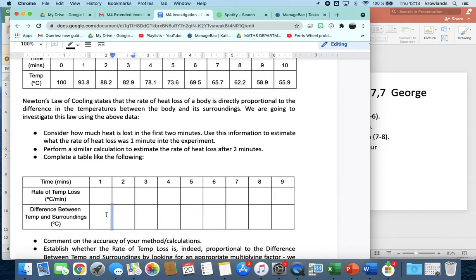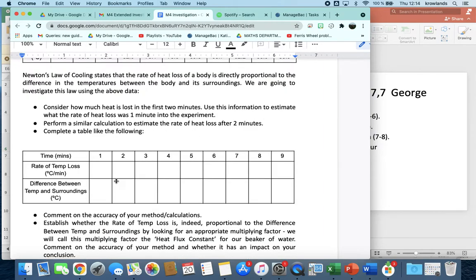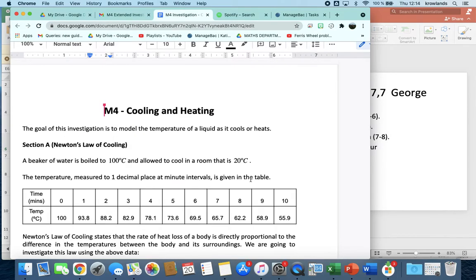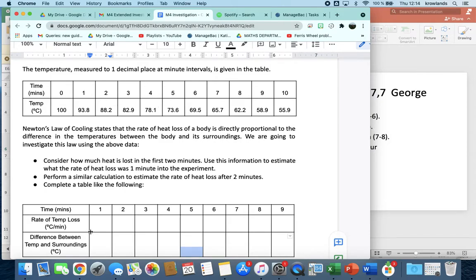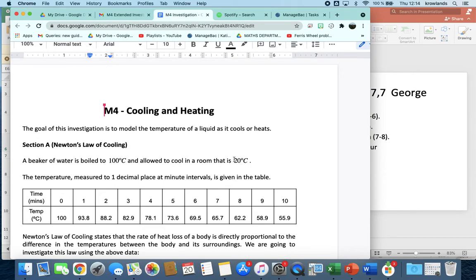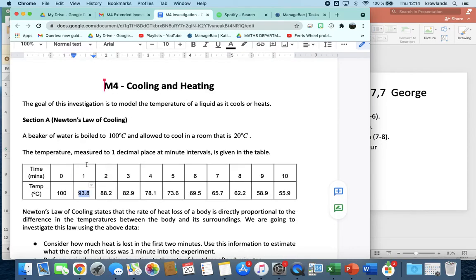Now, the second row of the table is a little bit more complex or a little bit easier, depending on what you think about it. It says the difference between the temperature and the surroundings. The surroundings is 20 degrees. So for this row, have a look at the difference between 2 numbers. One of the numbers is going to be 20 degrees, and the other is the temperature in the room at that particular time. So at 1 minute, it's going to be 93.8. So you're going to have to find the difference between 93.8 and 20.